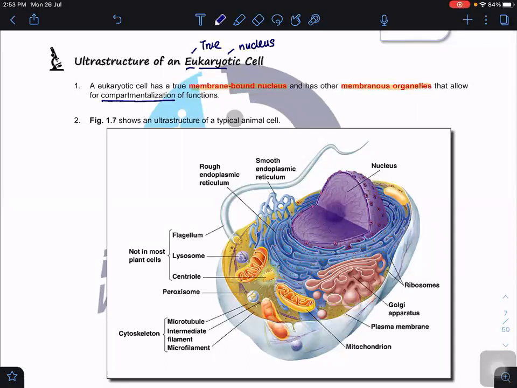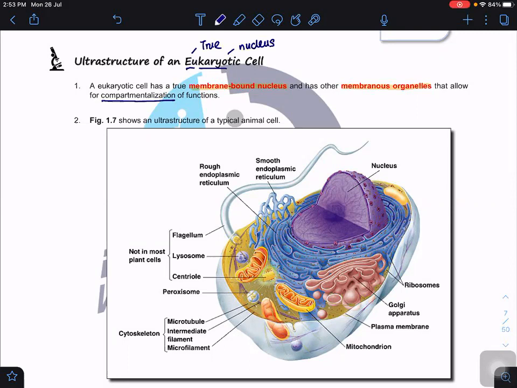So each compartment will have its own environment. The nucleus will do its job. Mitochondria will do their job. Chloroplasts will do their job. Are you clear? So they have their own conducive, or what we call ideal, environment for the activity, or biochemical activity, to take place.